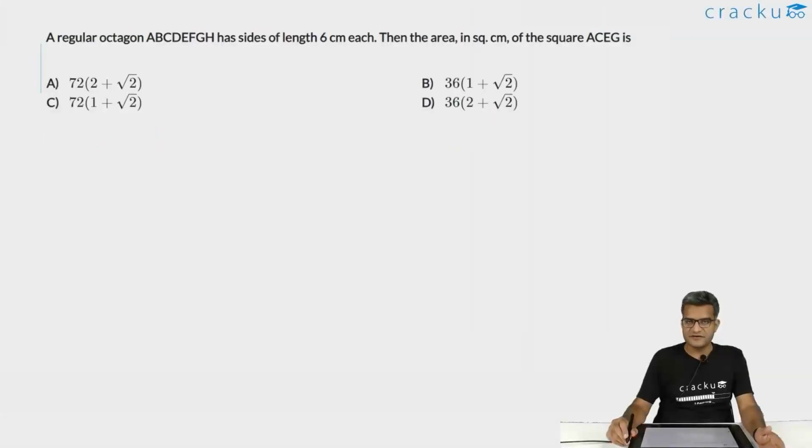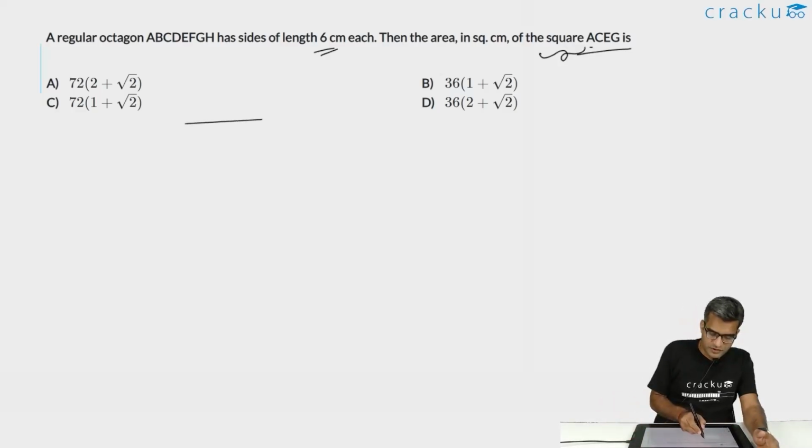In this question, we are given an octagon. We are told that the side of the octagon, each side is 6 centimeters. We are asked to calculate the area in square centimeters of the square ACEG. In this question, I actually felt that by telling us that this is a square, the question has suddenly become quite easy. I'll explain why.